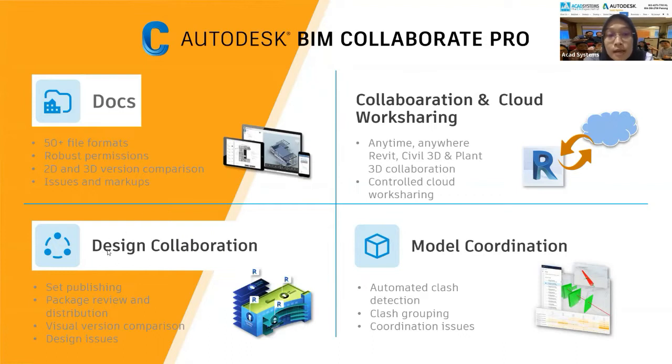The next function of BIM Collaborate Pro is design collaboration. Here we can set publishing, which model we can publish, and we can also do package review. For instance, you upload a model and you want your manager or your senior engineer to review your models. That can be done in design collaboration in BIM Collaborate Pro.